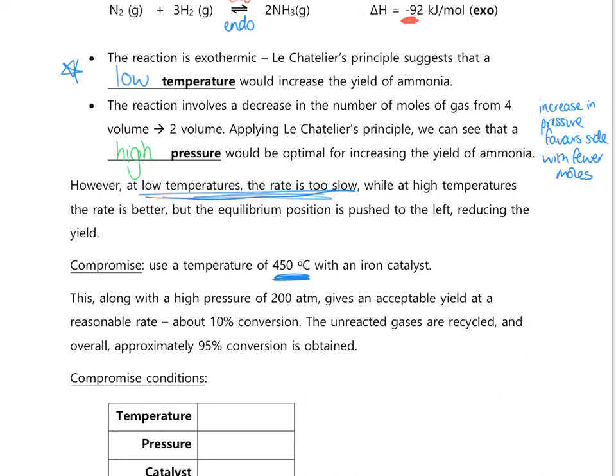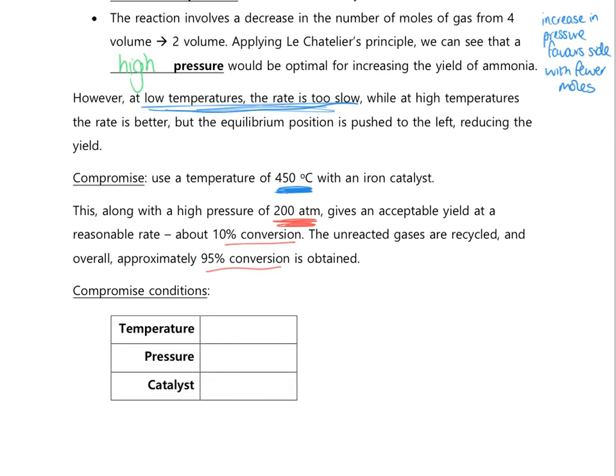And our compromise pressure is 200 atmospheres. We can see here that that gives us a 10% conversion. The unused gases are then recycled to give us a 95% conversion. So our compromise temperature is 450 degrees. And you would have learnt these conditions at GCSE. Your compromise pressure is 200 atmospheres. And your catalyst is an iron catalyst. Fe, or iron.